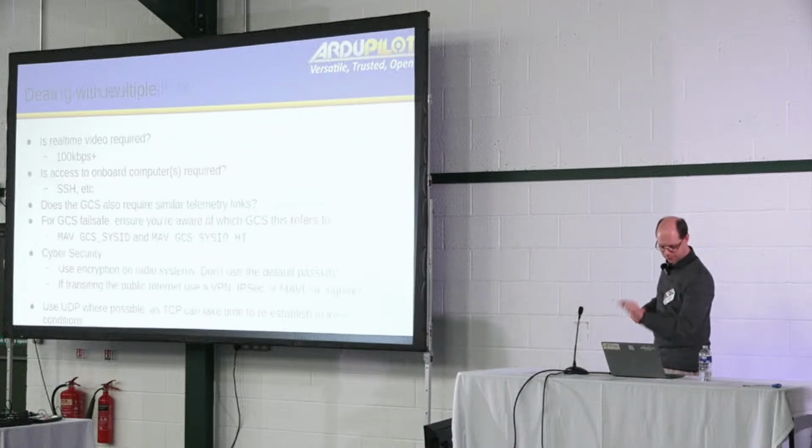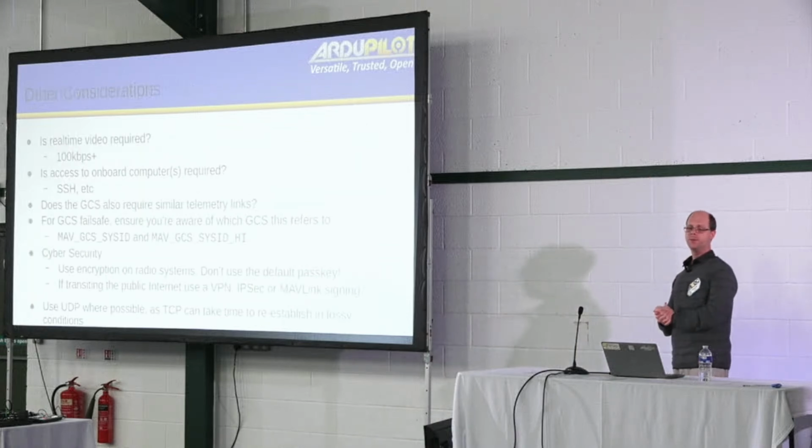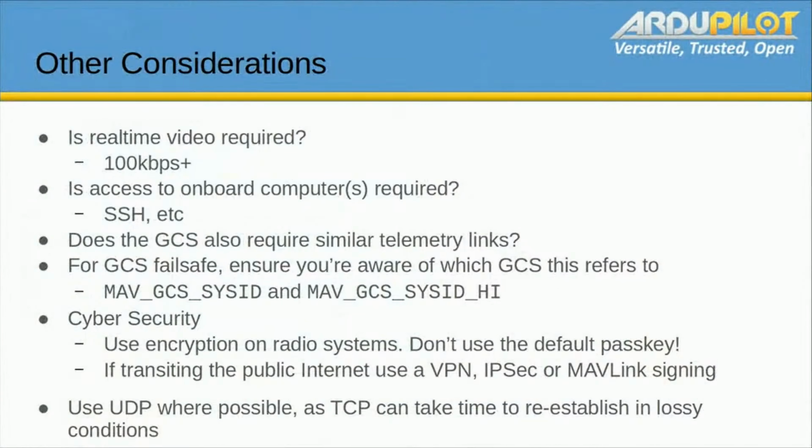A few other considerations. Do you need real-time video? If you do, minimum of 100 kilobits a second for H.264 or 265 video. Usually you'd be looking at megabit level data rates if you're looking for high-quality video.